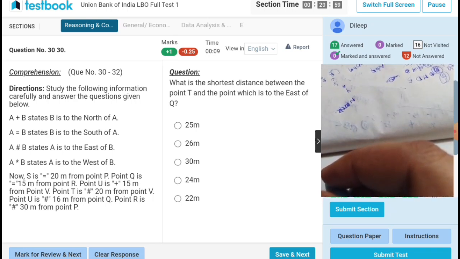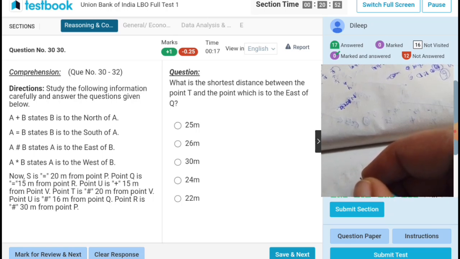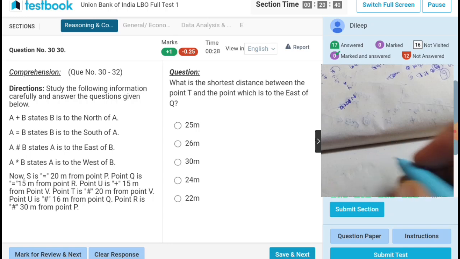So S is 20 meters. S is 20 meters south of A. U is 15 meters south of R. U is 15 meters north from B.